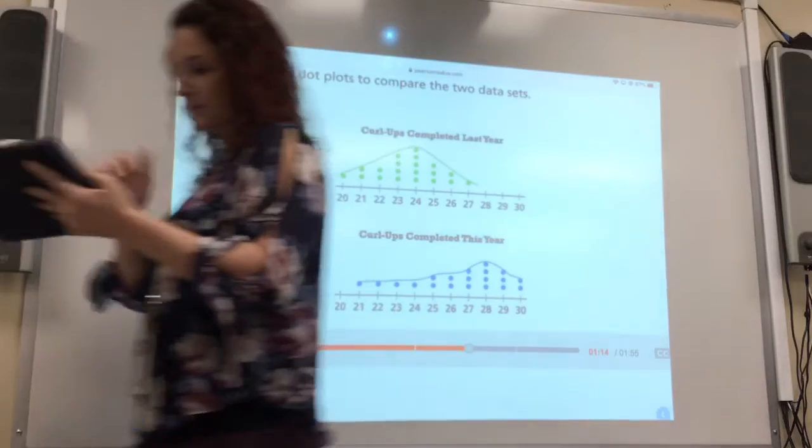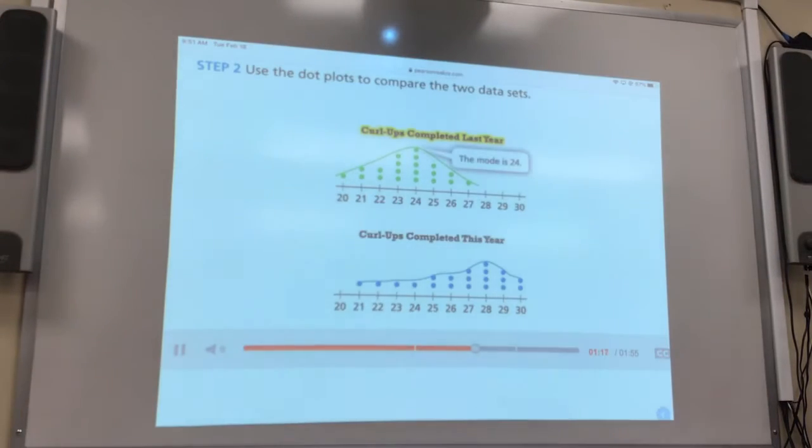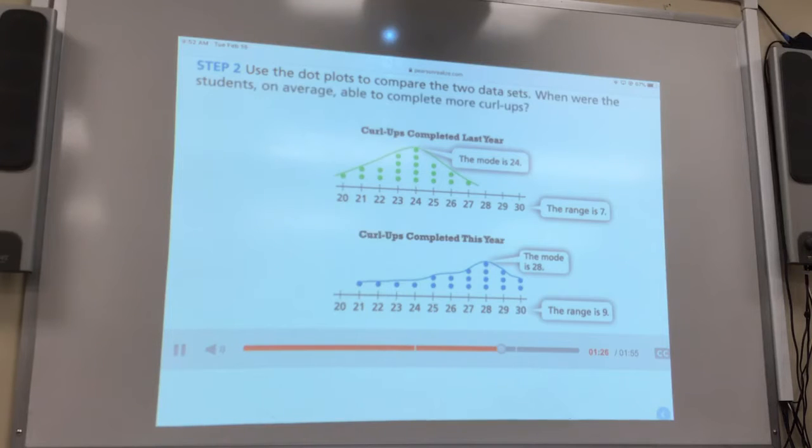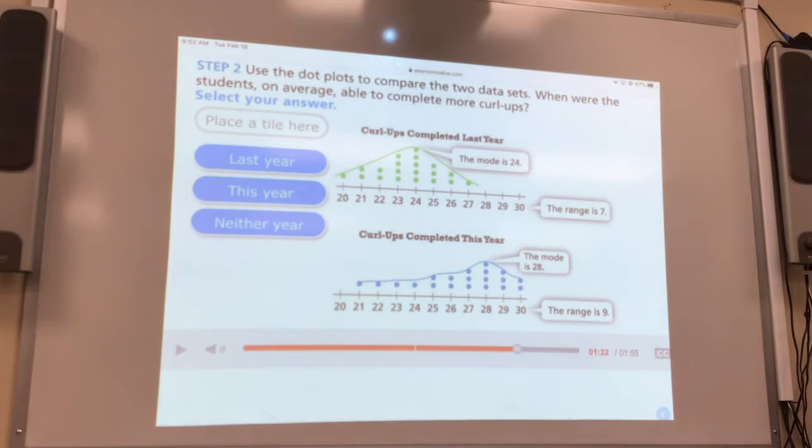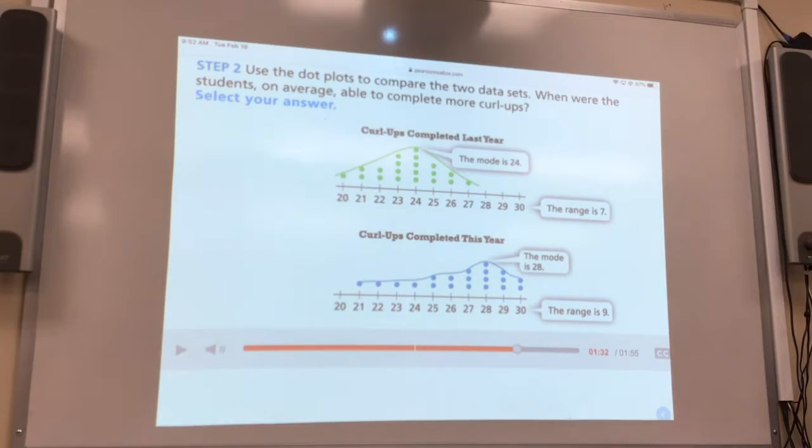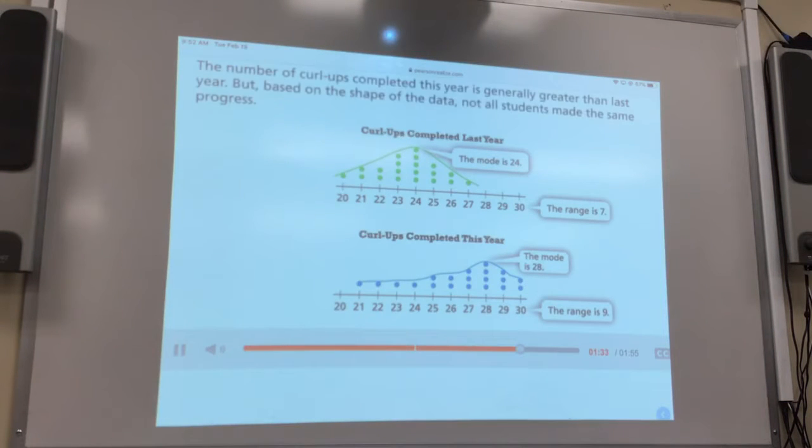Let's see what they say. Last year's data has a mode of 24 and a range of 7. This year's data has a mode of 28 and a range of 9. When were the students, on average, able to complete more curl-ups? When did they complete more? Last year, this year, neither year. Claire? This year for sure. That mode is quite a bit higher. The number of curl-ups completed this year is generally greater than last year.